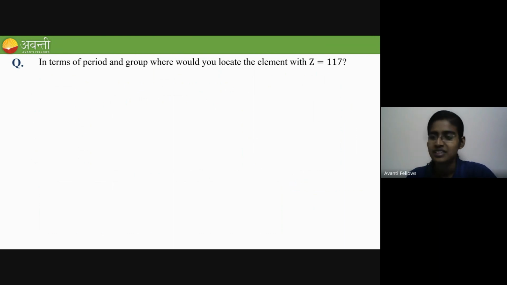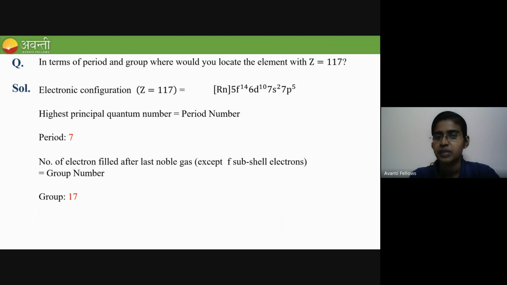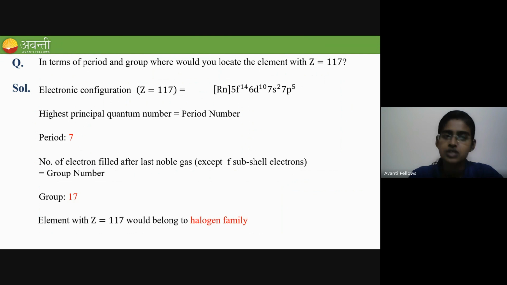7th period, very good. Yes, it is 7th period and 17th group, because the electronic configuration is this, and the period number is 7 and the group number is 17. Very good. It belongs to the halogen family. The highest principal quantum number is 7.